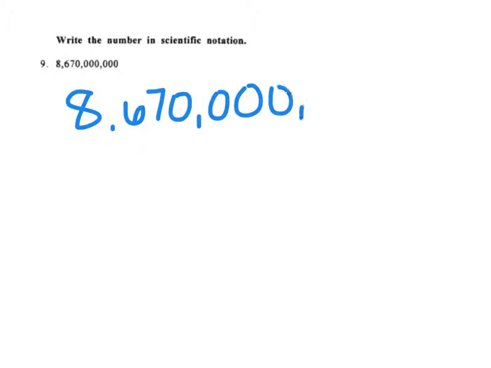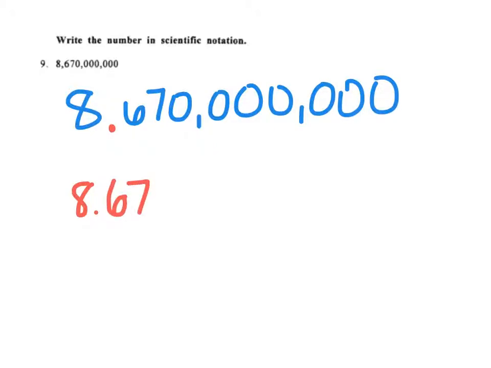All right, so we have 8,670,000,000. Remember, when we want to write something in scientific notation, we need a number out front that is between 1 and 10. So we want our decimal to be right here. So my number out front is going to be 8.67. And remember, scientific notation also has that times 10 to the power of something.